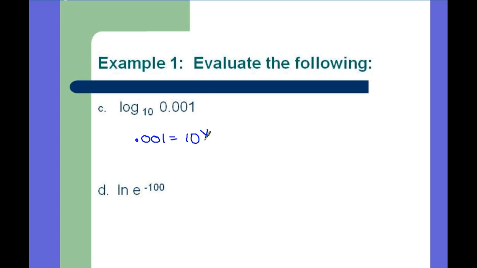Okay, and letter D, the natural log of e to negative 100. What happens when you ln an e? So you get negative 100. That's it. That is simplifying logarithms.